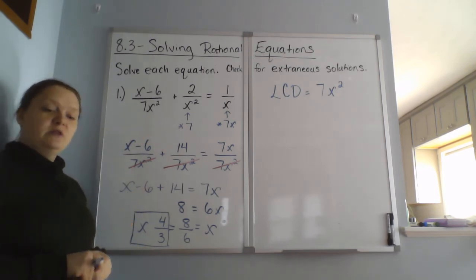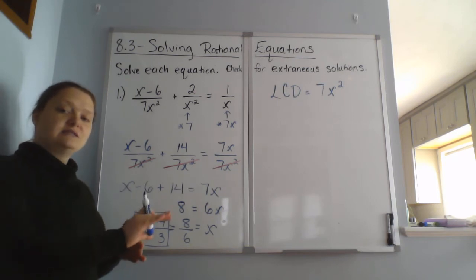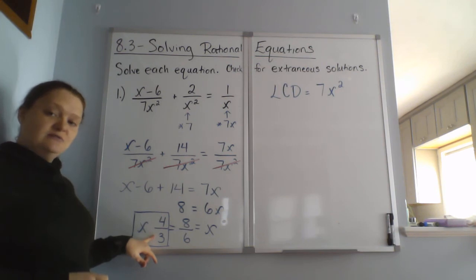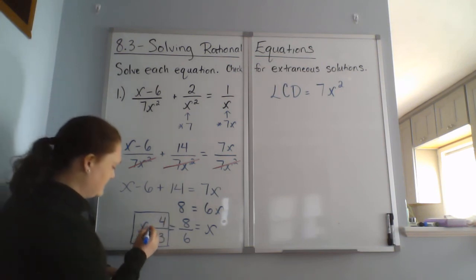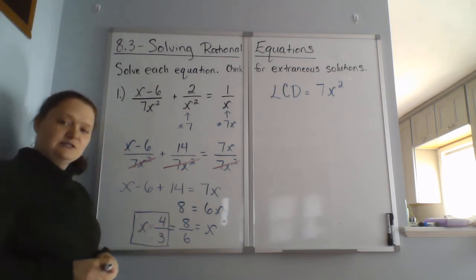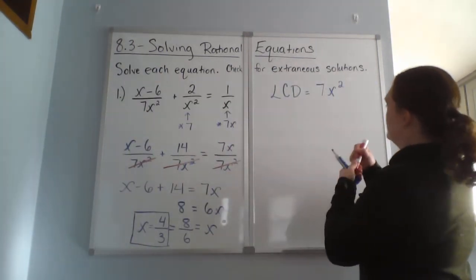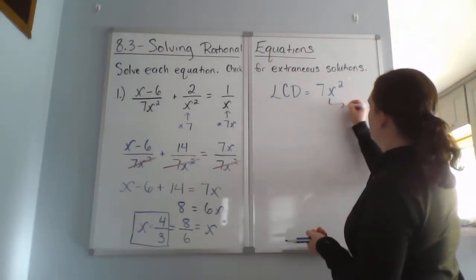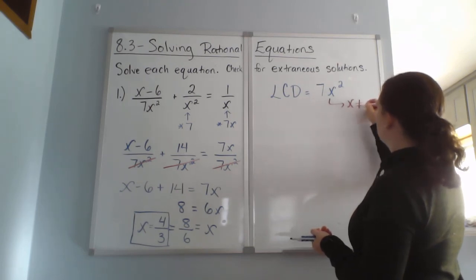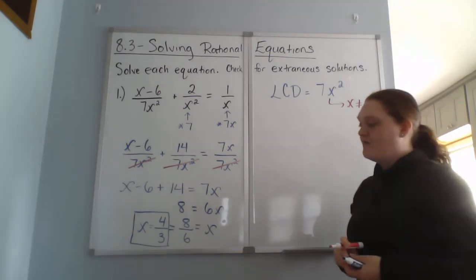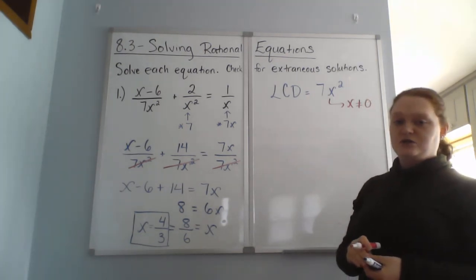So instead, all we need to do is go back and look at our LCD and figure out, well, what were the domain restrictions? If this is not a domain restriction, then it gets to be our final answer. And I just realized I forgot to write the equal sign there. Sorry about that. Okay, so if I go back over to my LCD, our domain restriction here would just be x cannot equal 0. That's not the answer that we got. So in fact, we should have x equals 4/3 works in the original equation.